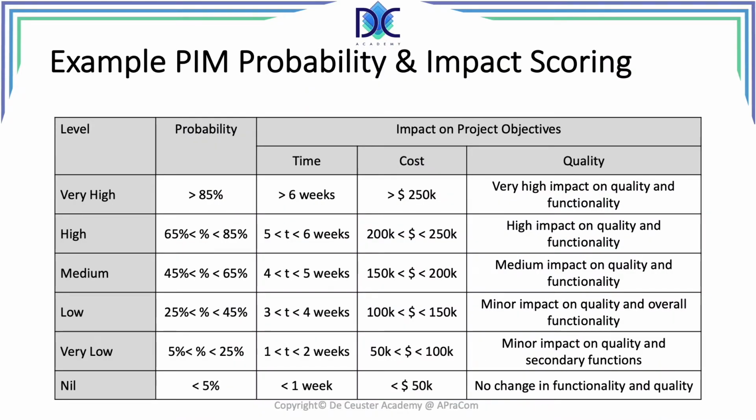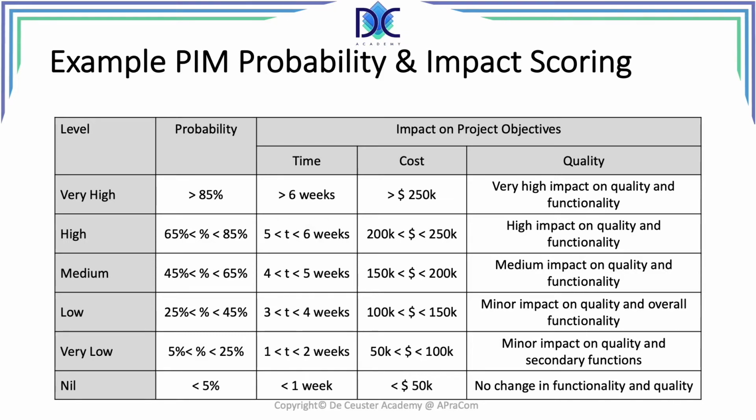When we look at the probability and impact scoring for the probability and impact matrix, we can say, okay, with probabilities, it's the easiest one. We say we have a very high probability when the probability is more than 85%, high when it's between 65 and 85. There is no problem, let's say there is no risk, when it's smaller than 5%.